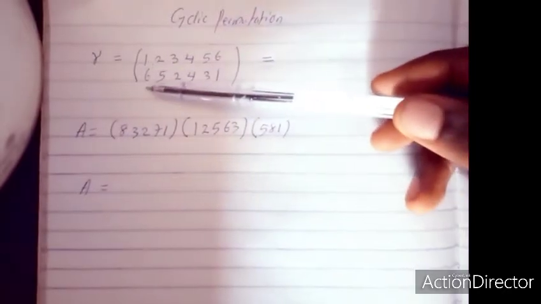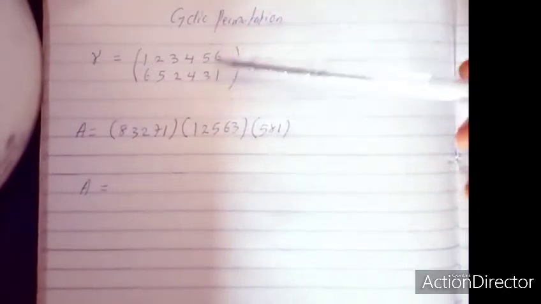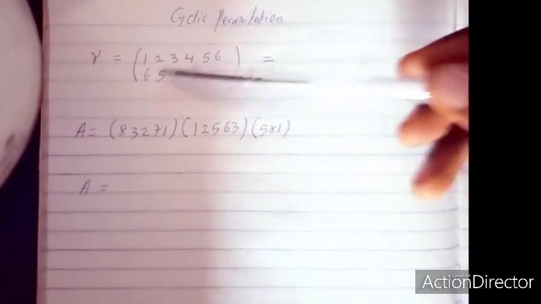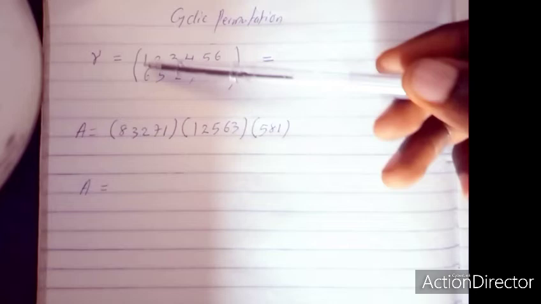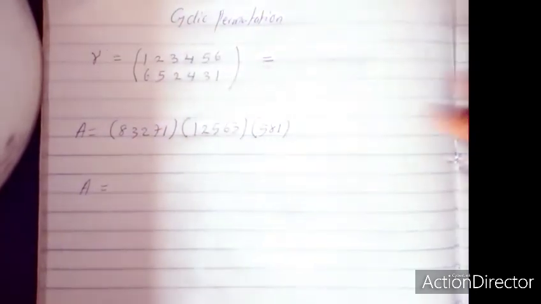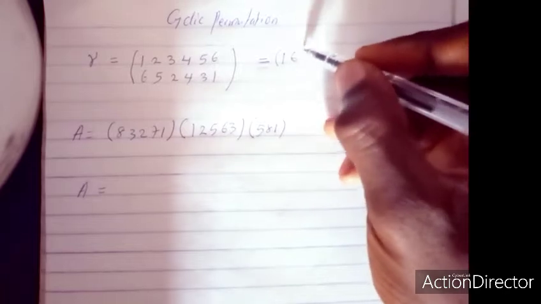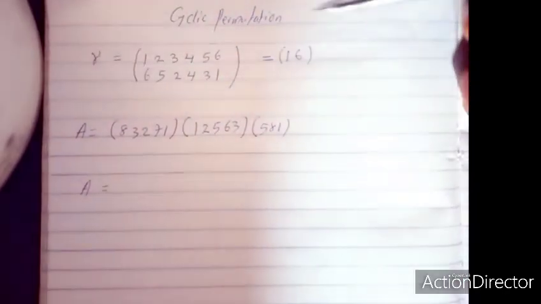1 maps to 6, 6 maps to what? 6 maps to 1. So whenever you have a mapping that returns back to where it started from, that is, 1 maps to 6, 6 maps to 1, that's where you're going to stop. So this will be what? 1 6.